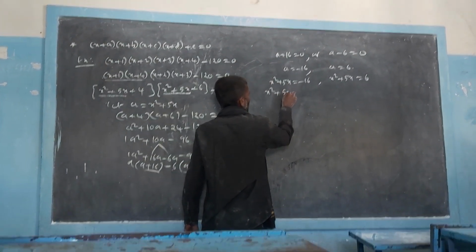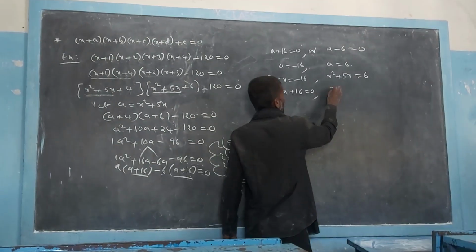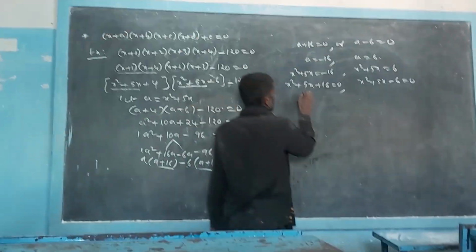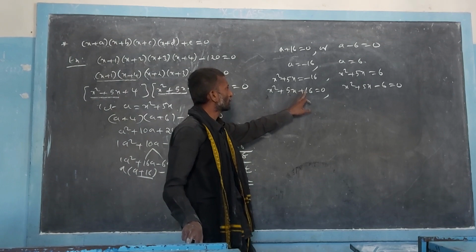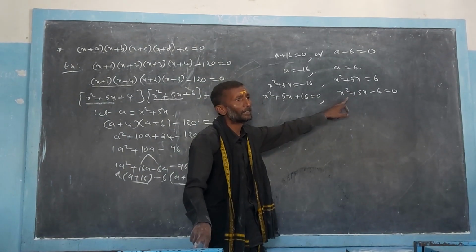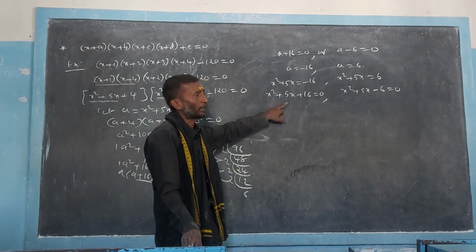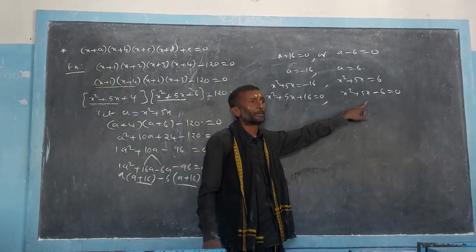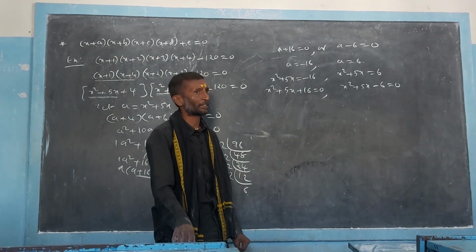X square plus 5x. I want to send this to this side: x square plus 5x minus 6 equals 0. So solve this one. So take the factors of 16. X square plus 5x plus 16 equals 0 and x square plus 5x minus 6 equals 0. We have the terms? Yes. So if you solve this equation, definitely you will get 2 roots. Here also 2 roots will come. Already we discussed the roots and nature of the roots of the quadratic equation.